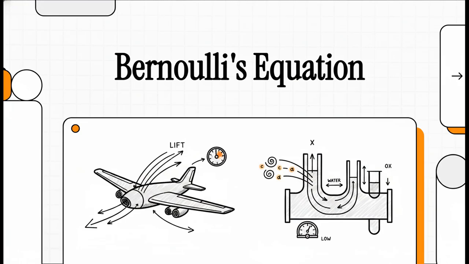Ever wondered how a jumbo jet, this massive metal bird, actually gets enough lift to fly? Or, how engineers figure out the speed of water flowing through a pipe buried deep underground? Well, believe it or not, the secret to both lies in one single elegant principle, Bernoulli's equation. Let's dive in and see how it all works.